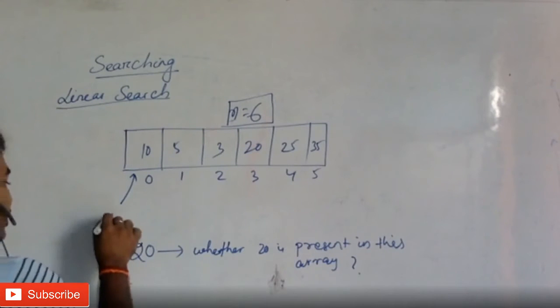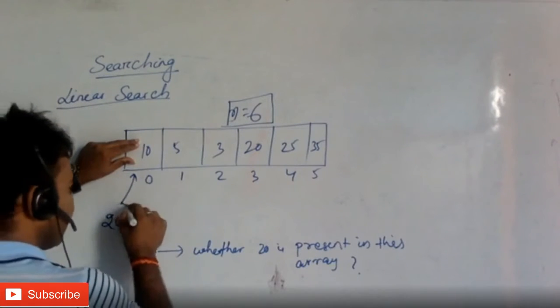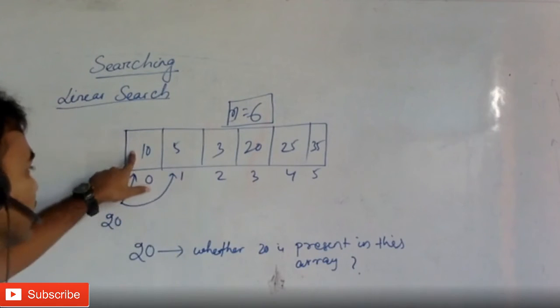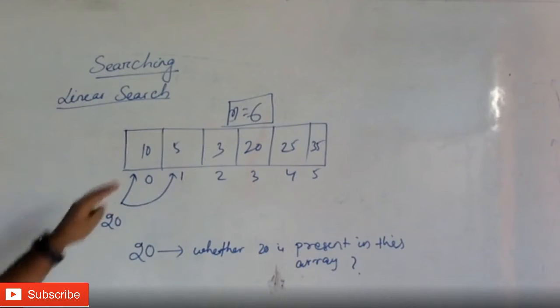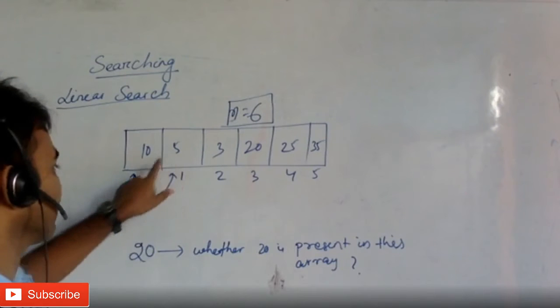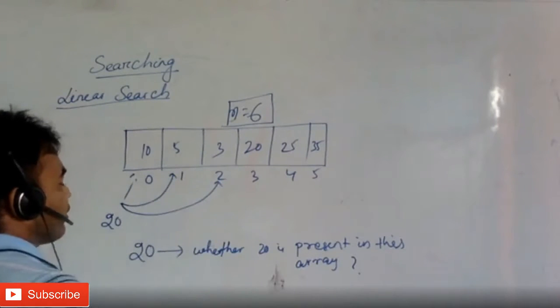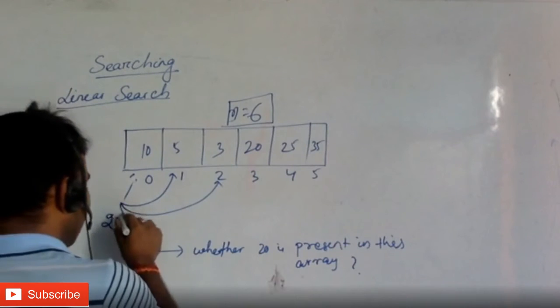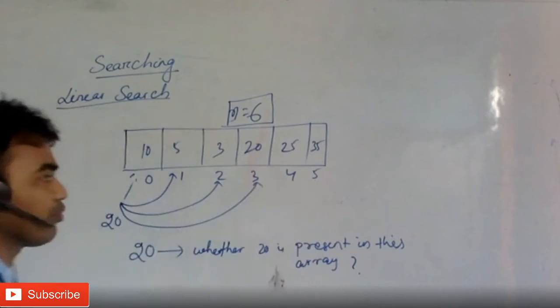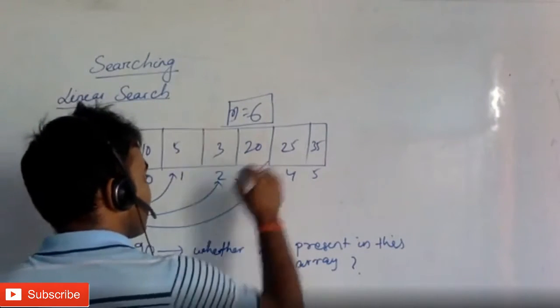You take 20 and see, is 20 present at index 0? The answer is no, there is 10. So it is not present here. Let's search in the next index. Is it 20? The answer is no. So then go to the next index. Is it 20? No. Then I will go to the next index. Is it 20? The answer is yes. So this is 20. I got a match at this particular place.